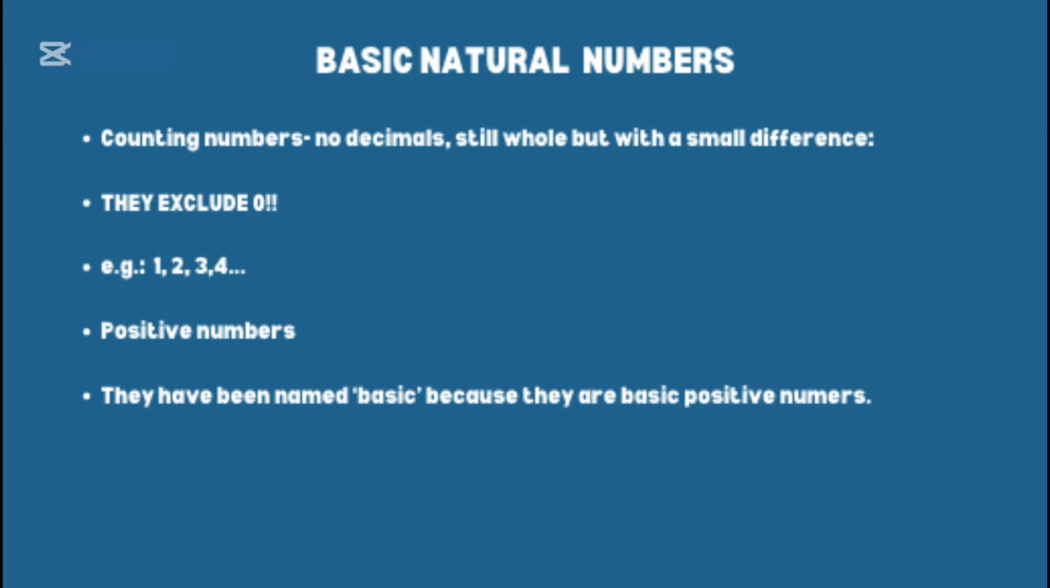Next up, basic natural numbers. These are the counting numbers, so no decimals. They're still whole, but with a small difference. They exclude 0. Examples of basic natural numbers are 1, 2, 3, 4, 5, 6, 7, the list goes on. These are positive numbers, and they've been named basic because they're basic positive numbers. Also because there's always this group of basic people that exclude this one person, and in this case, it's the number 0.